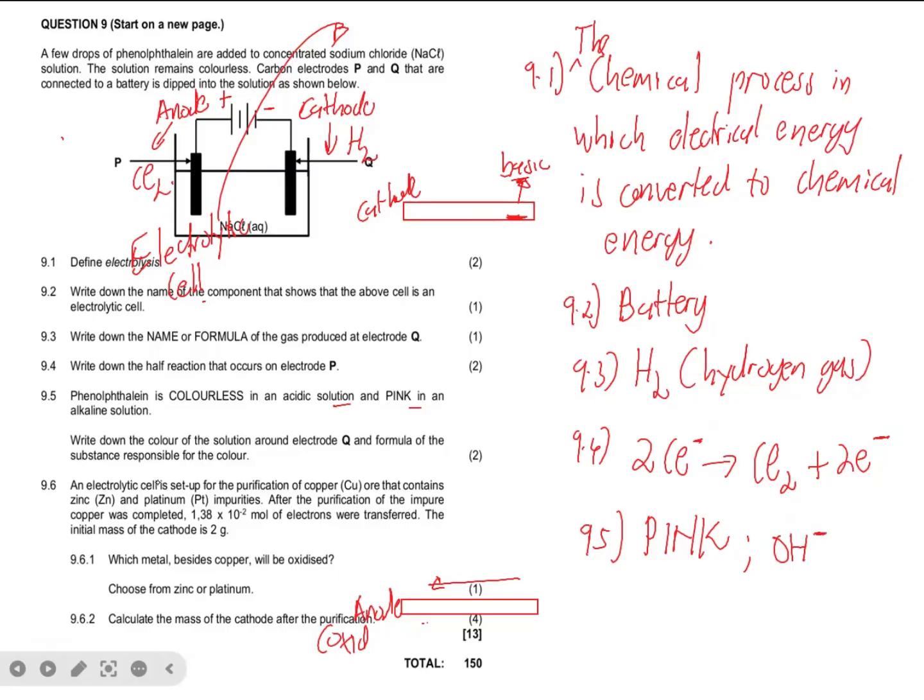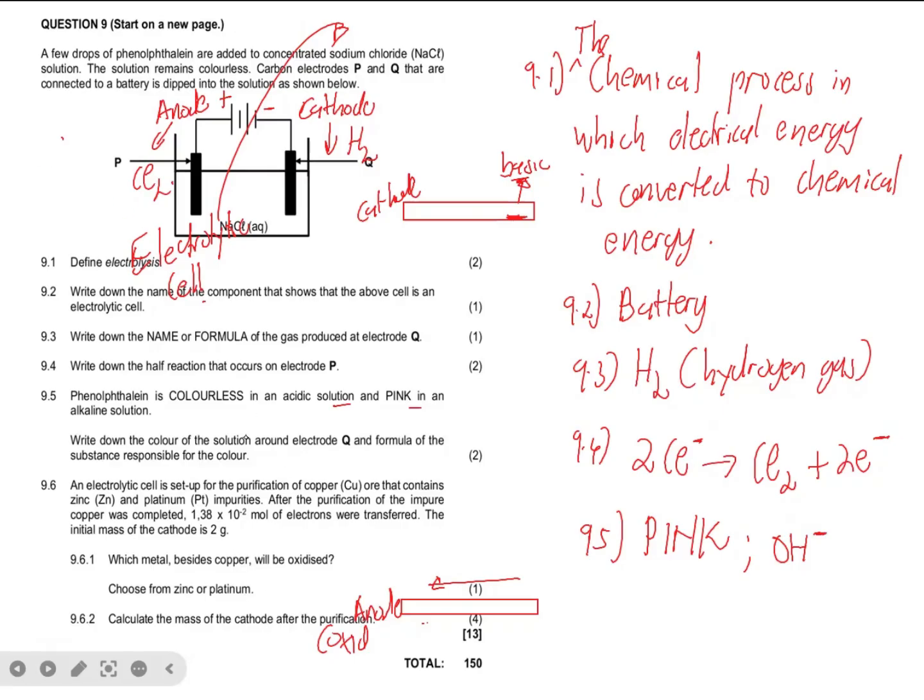They say now an electrolytic cell is set up for the purification of copper ore that contains zinc and platinum, Pt, impurities. After the purification of the impure copper was completed, 1.38 times 10 to the exponent of negative 2 mole of electrons were transferred. The initial mass of the cathode is 2 grams. Which metal besides copper will be oxidized? Choose from zinc or platinum, right?